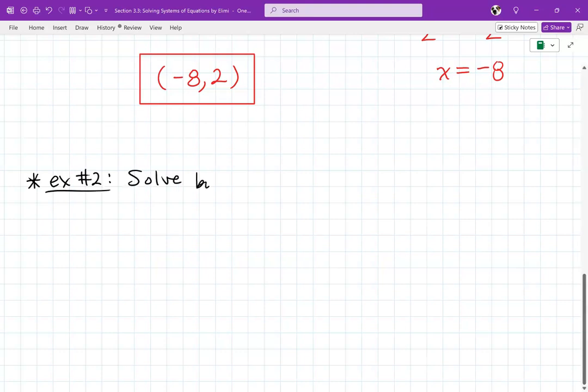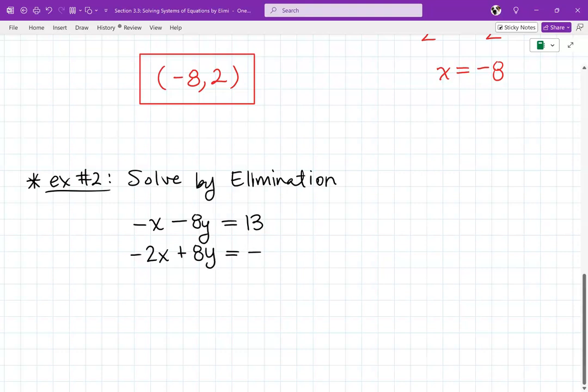Solve by elimination. All right, let me see. Let me try this one right here. Negative x minus 8y equals 13. And then negative 2x plus 8y is equal to negative 22.